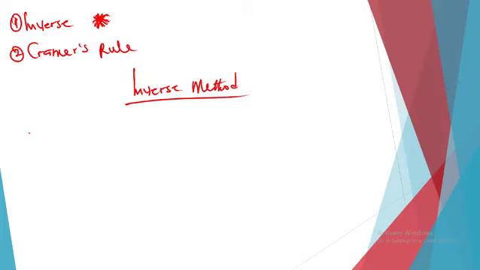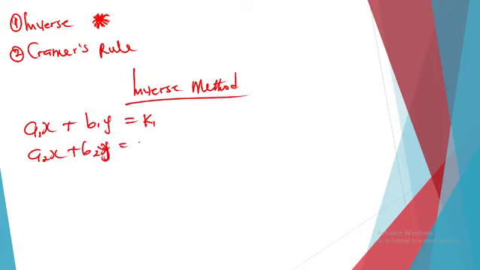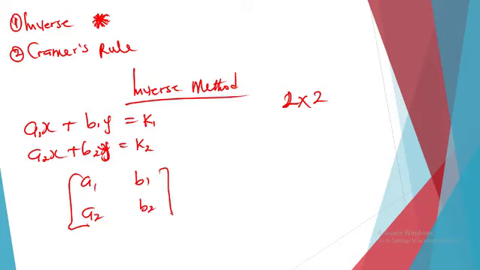Okay? So when you want to use the inverse method to solve a problem in matrices which involves simultaneous equations, we'll always have a pair of equations of the form A1X plus B1Y equal to K1, and then A2X plus B2Y equal to K2. Now, if this is a 2 by 2 matrix, then we have our matrix of A1, B1, A2, B2 multiplying X and Y, to be equal to K1 and K2. Do you understand?